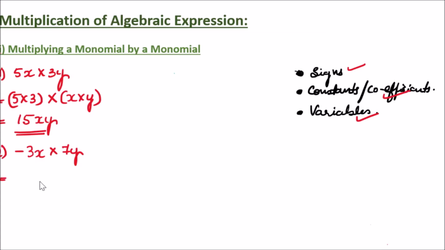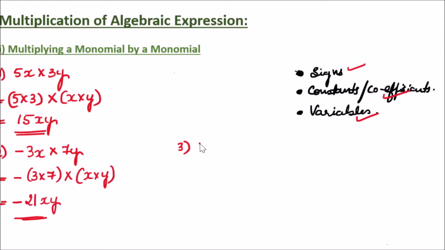Minus 3x into 7y. Now what we'll do? First we have to see the signs. Minus into plus is minus. Now 3 into 7 we write first, the coefficients, multiplied by x into y. Minus into plus is minus, so no need to worry. 7 3s are 21 and x into y is xy.